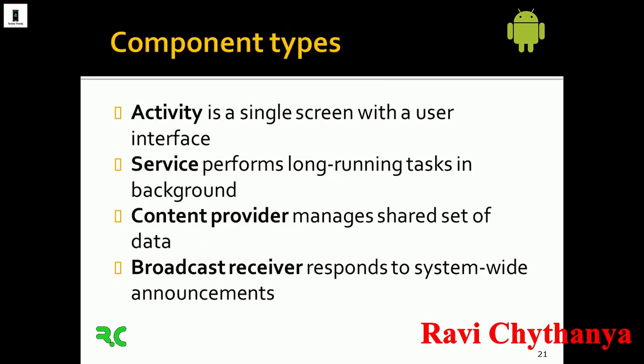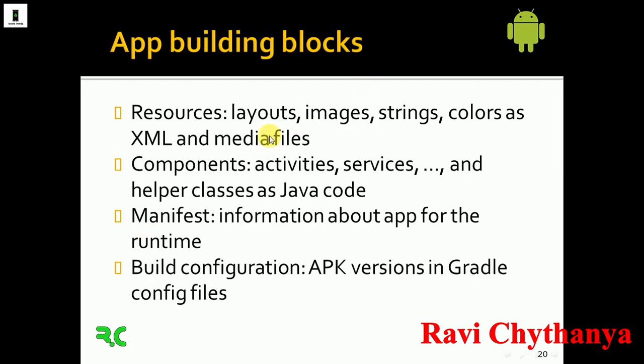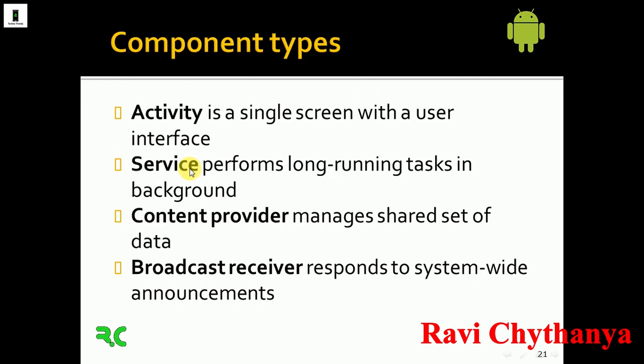Okay, so now the component types. There are four types of components in any Android application. The first one is activity, which is a single screen with a user interface. A service performs long running tasks in the background, a content provider manages a shared set of data, and a broadcast receiver responds to system wide announcements.